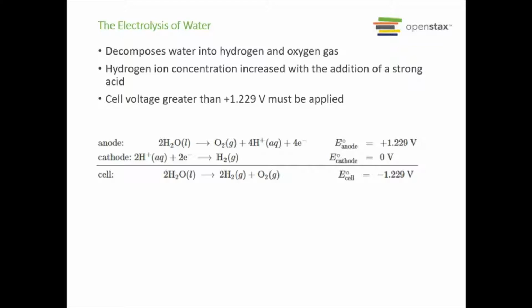Then we have the electrolysis of water. I remember actually doing this experiment when I was a freshman in high school. We did a little electrolysis experiment. It was really cool. So this is done to decompose water into hydrogen and oxygen gases. The hydrogen ion concentration is often increased with the addition of a strong acid. And then to make this happen, you have to have a cell voltage that's greater than 1.229 volts applied to the system. So since the potential of the cell is negative 1.229, you need to be greater than the positive 1.229 to make it flow in the opposite direction.